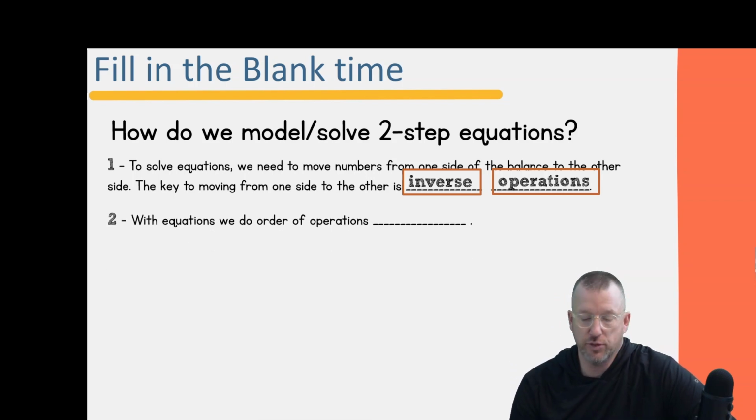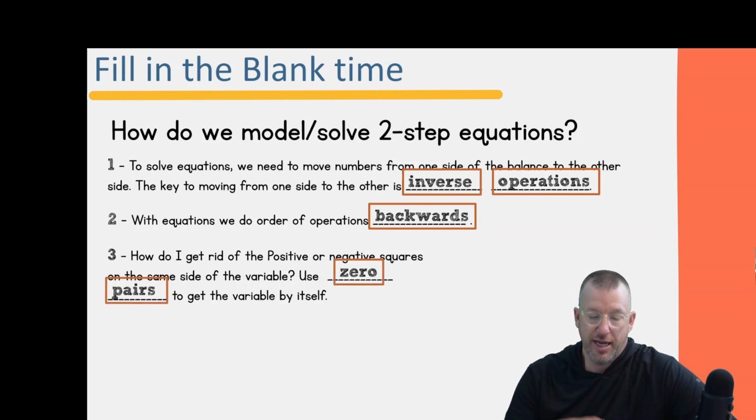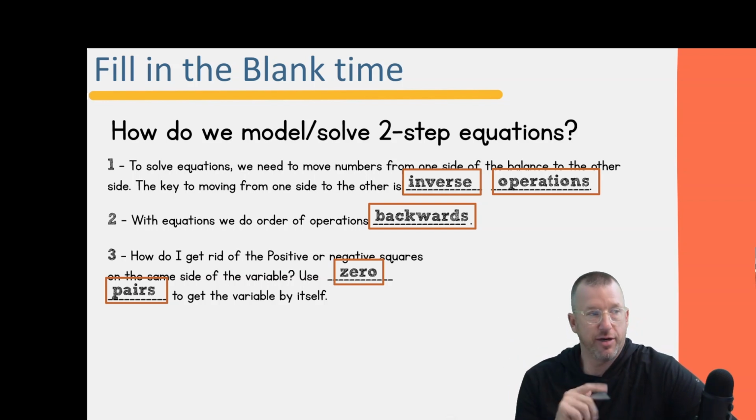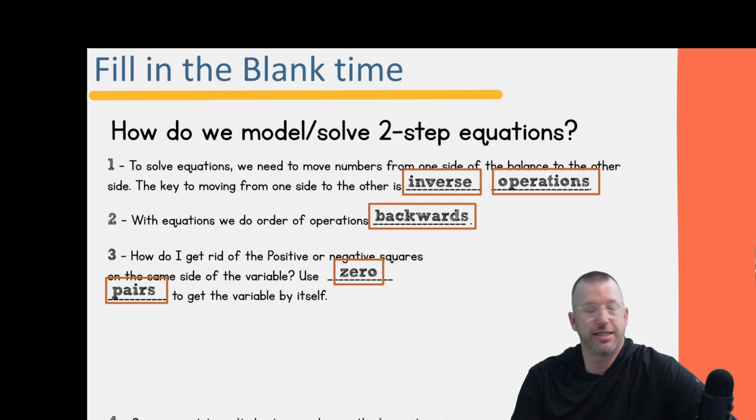Next, with equations, we do order of operations backwards. So we start at the bottom with addition and subtraction and move our way up. How do I get rid of the positive or negative squares on the same side of the variable? You use zero pairs to get the variable by itself. Remember that's plus 1, minus 1, plus 7, minus 7. How do we get rid of them? We do the opposite, inverse, which makes us create zero pairs. That's how we get rid of them.